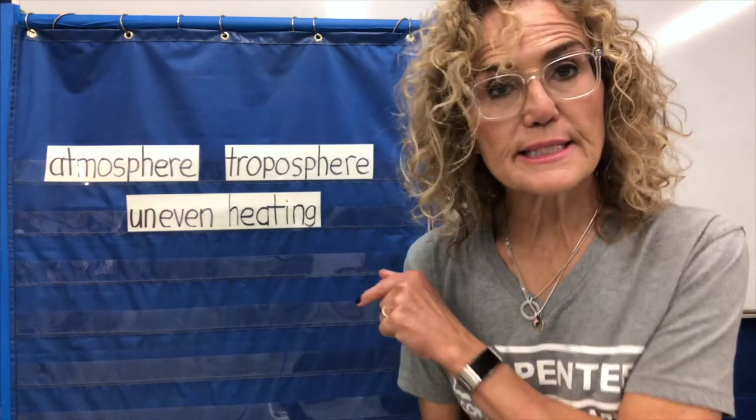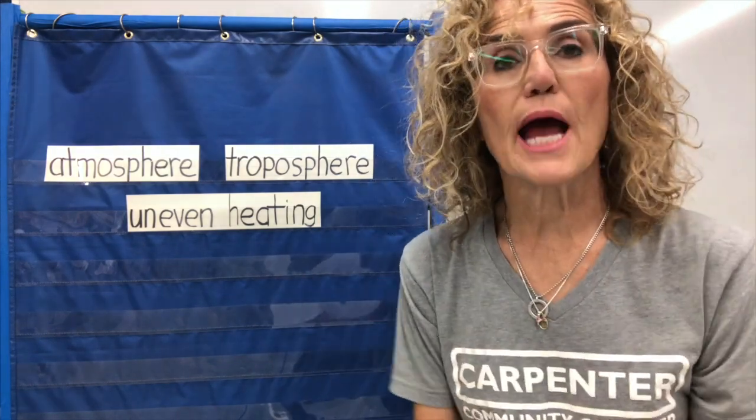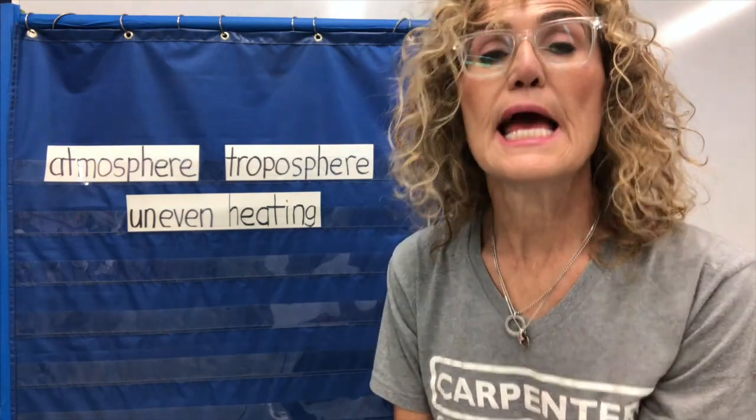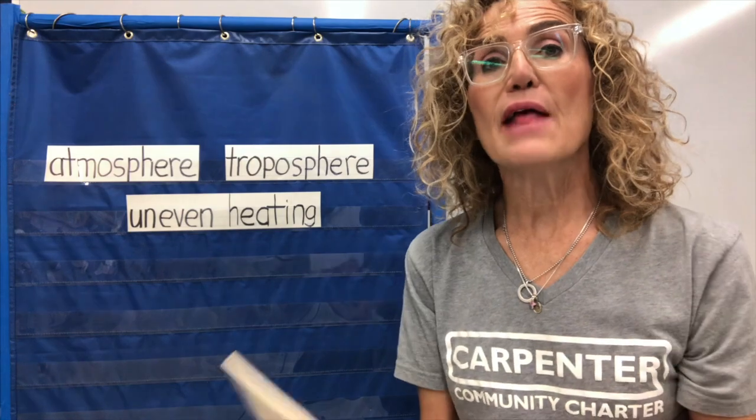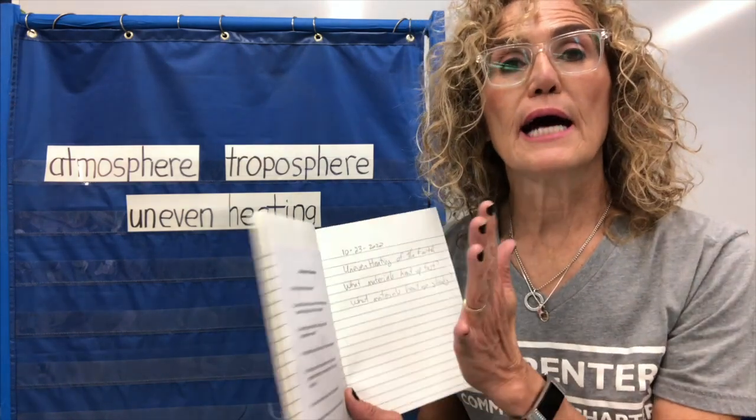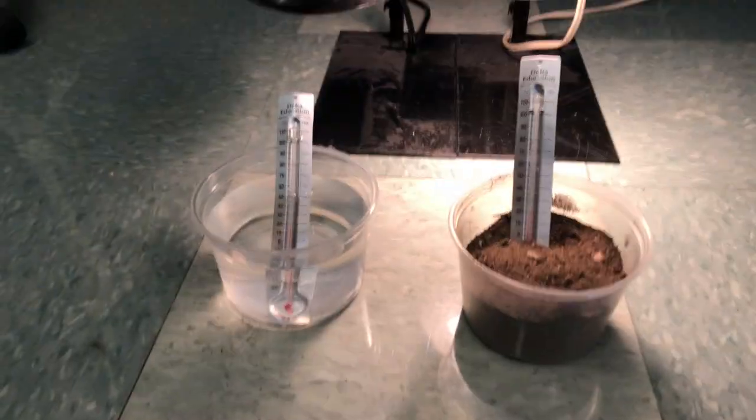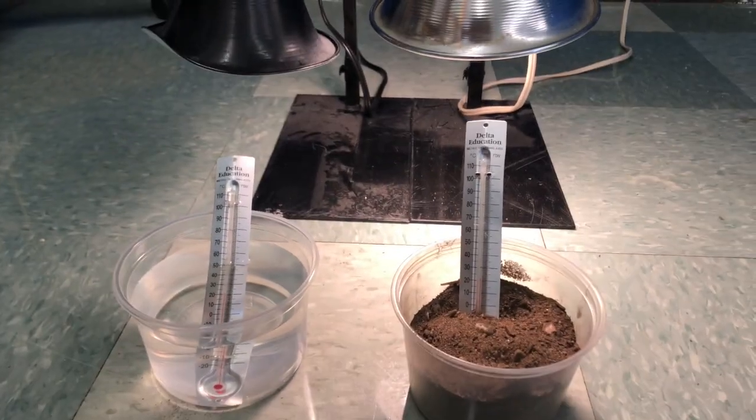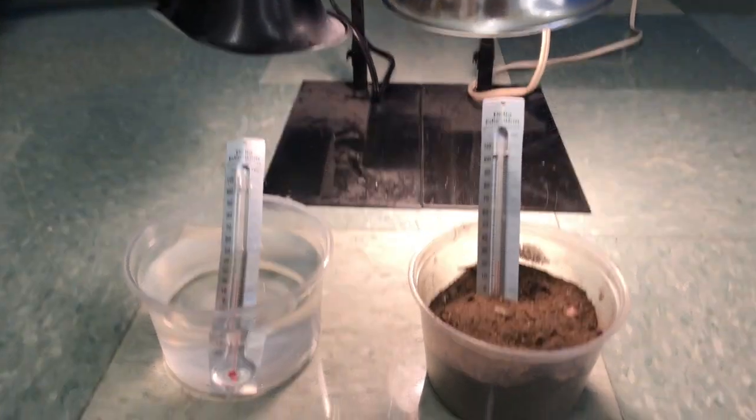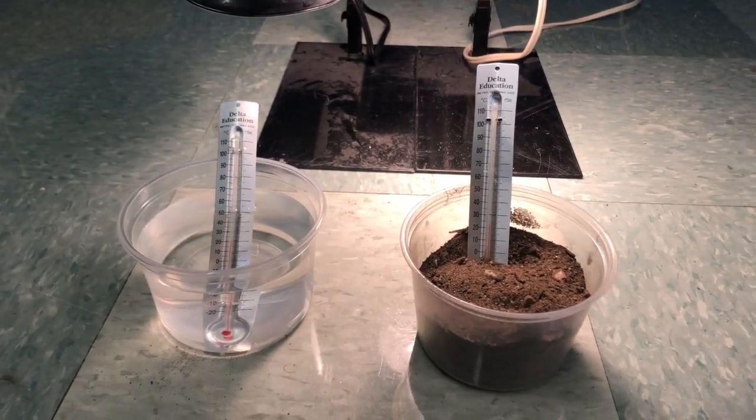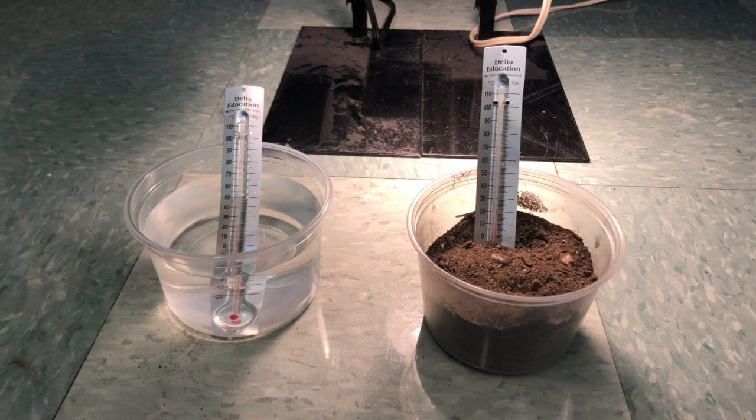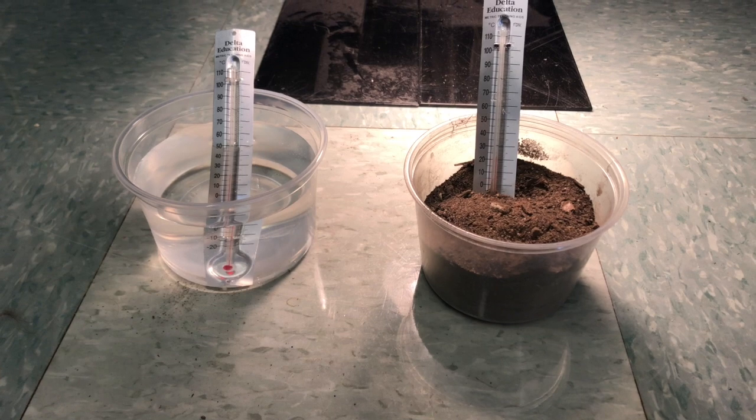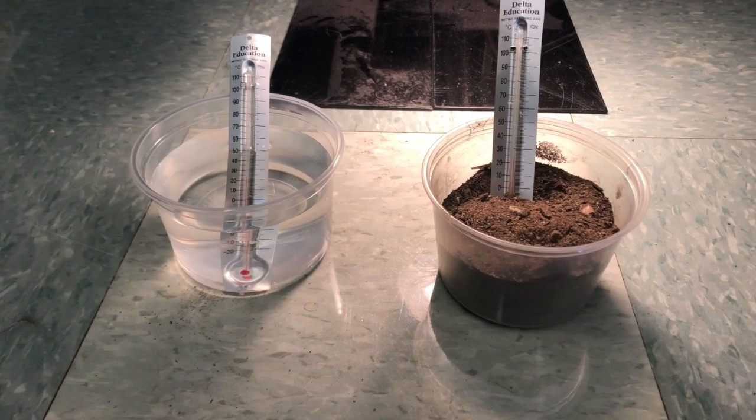As I show you this experiment, I want you to write down some data. So I'm going to give you some information. I want you to write down the data, and then we're going to talk about it at the end. I'm going to put 2 different containers under some light bulbs. The light bulbs have the exact same wattage, so they are transferring the same amount of energy to these materials. One bowl contains soil, one bowl contains water.